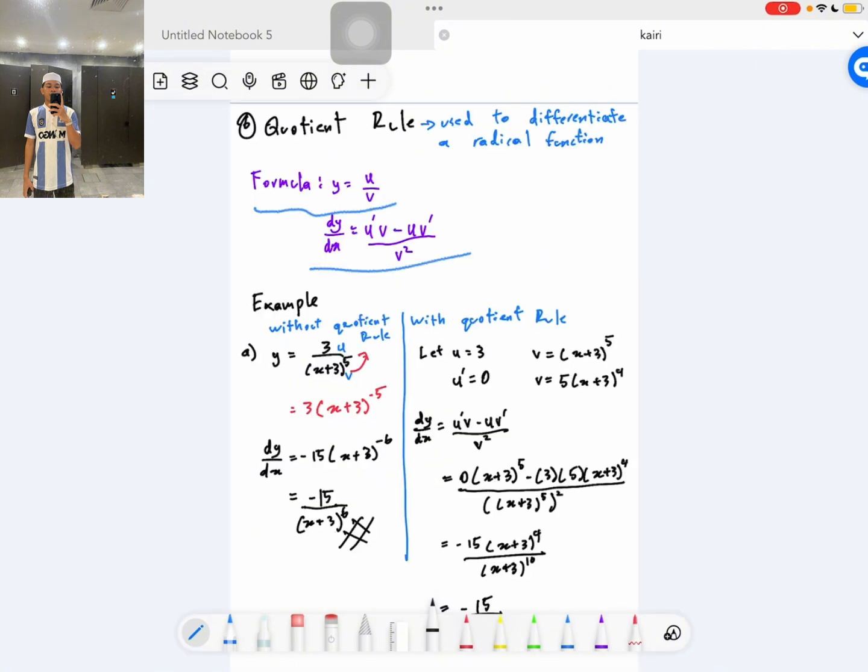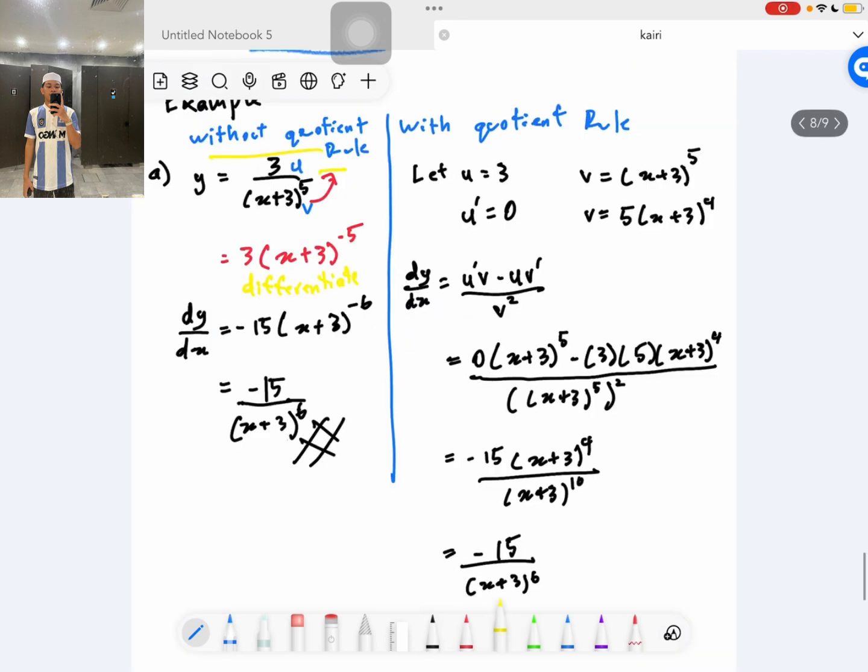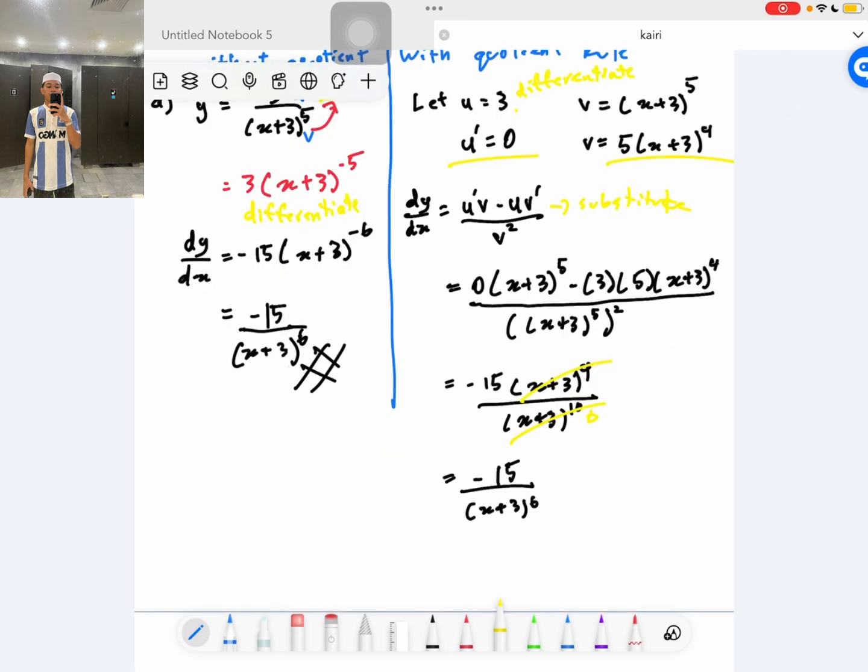Okay, the next one is quotient rule. It is used to differentiate a radical function. The formula is dy over dx equal to u prime v minus u v prime, divided by v squared. For example, if we do not use quotient rule, we will just differentiate it as usual. If we use quotient rule, we will separate the equation into two different variables, u and v, and differentiate them. Then we will substitute into the formula and simplify to get the answer.